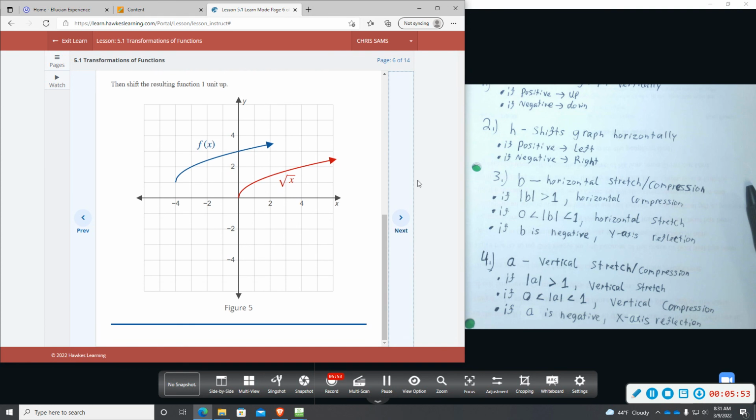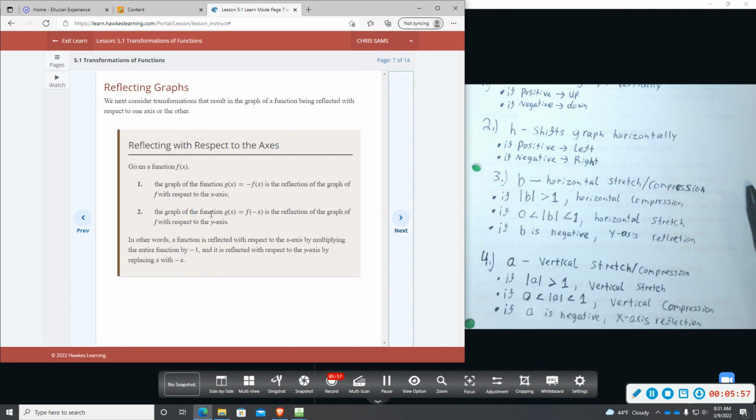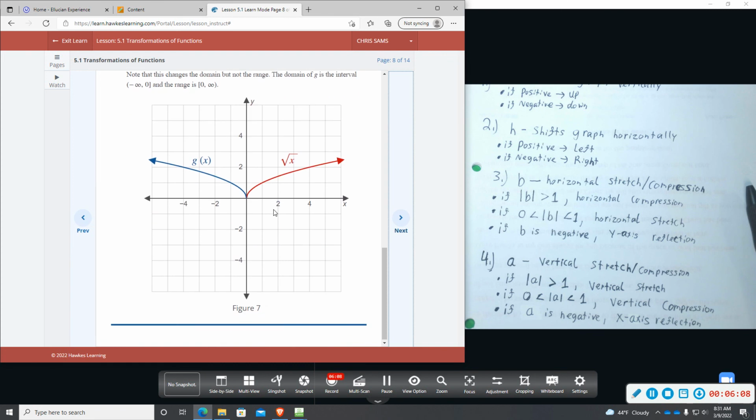Now, I'm going to go ahead and exit out of here. You can go through all of them, but it shows you each of the things we just mentioned, as far as changing over the X and Y axis. If it's negative out front, we just talked about that. But let me continue to go through.